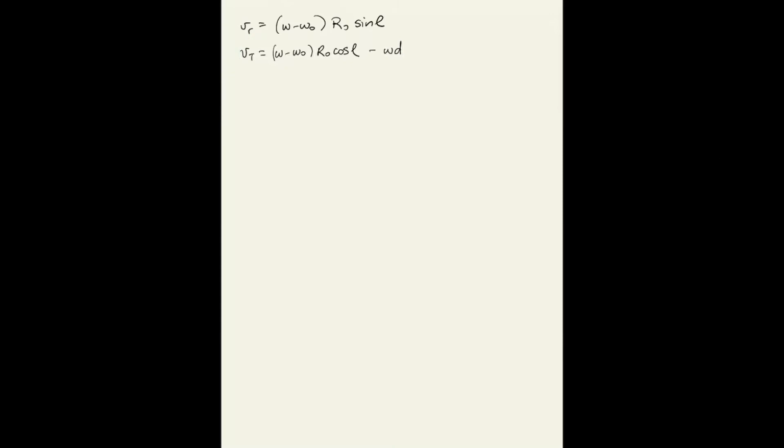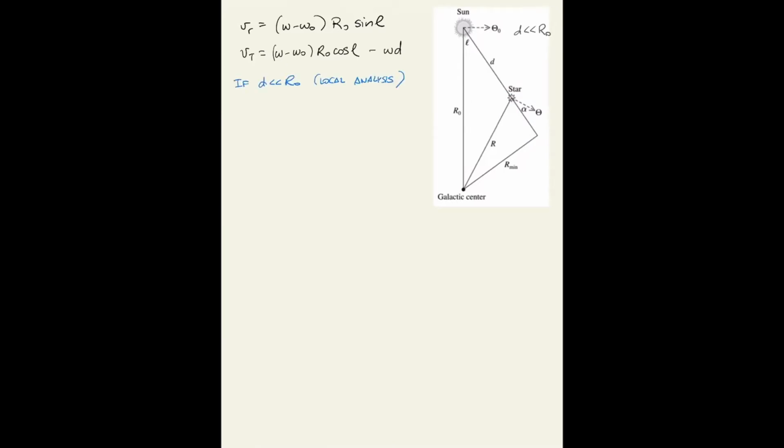So as you can see, these are very simple equations, and they can be applied to a disk star at any distance. However, we can simplify them even further by considering only nearby stars, such that the distance between the star and the Sun is much, much less than the distance from the Sun to the galactic center. That is, let's do a local analysis and assume that d is much, much less than R0. That means let's consider stars within less than 1,000 parsecs from the Sun.